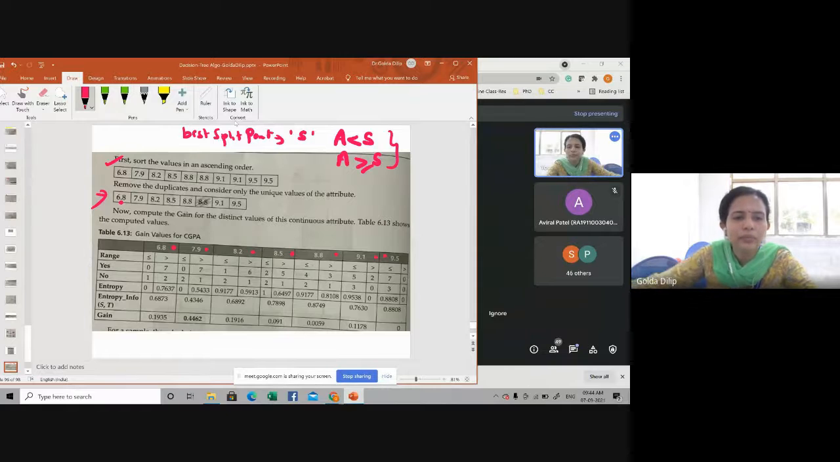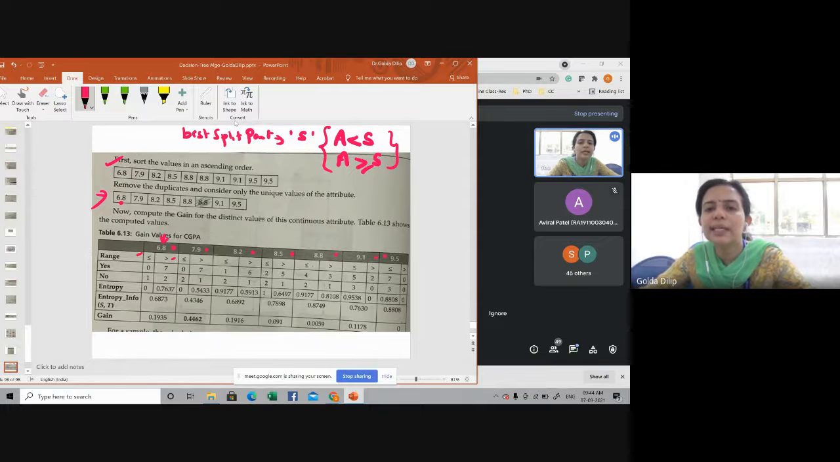So you can see here, I'm splitting it into two. For 6.8, I'm putting it into less than or equal to 6.8 and greater than 6.8. That's what I mean: split into two categories, A less than S and A greater than or equal to S. Each value you split into two. See, 7.9: less than or equal to 7.9, greater than 7.9. Similarly, for all the values you split into two parts. Then you compute the entropy. You compute the gain for each.